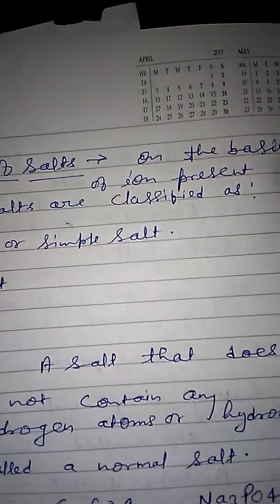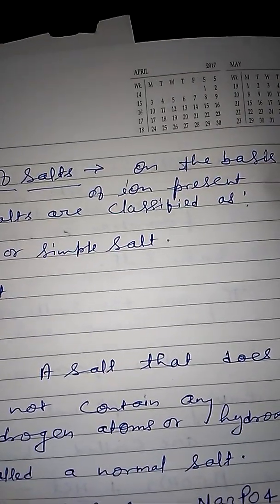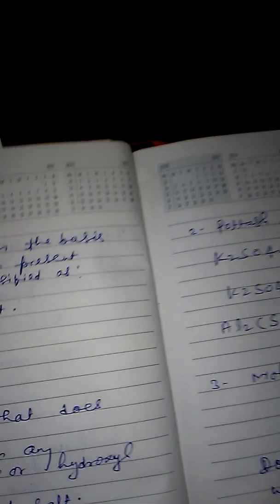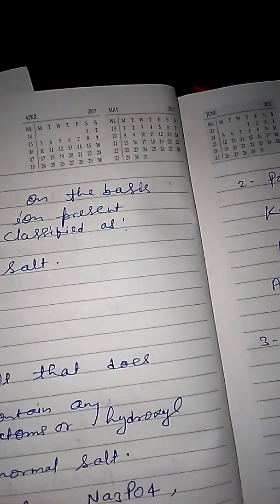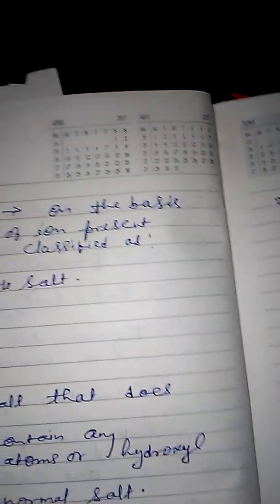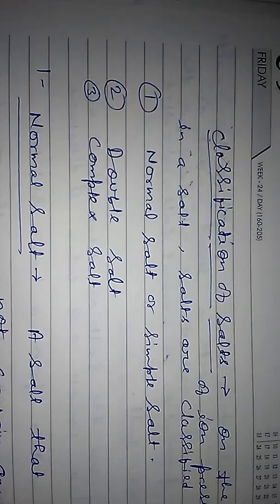This classification of salt is based on the presence of number of ions in a salt. On the basis of ions present in a salt, salts are classified into three types. First one is normal salt or simple salt. Second one is double salt. Third one is complex salt. So here, first of all, let me define the first one, that is the normal salt.